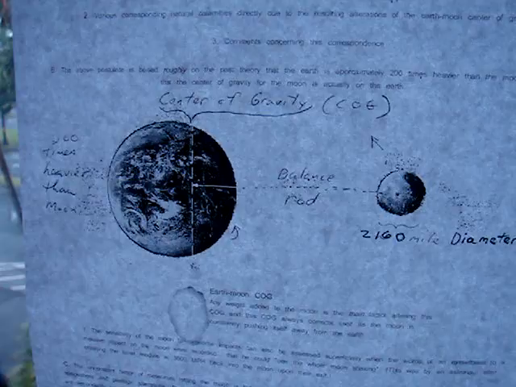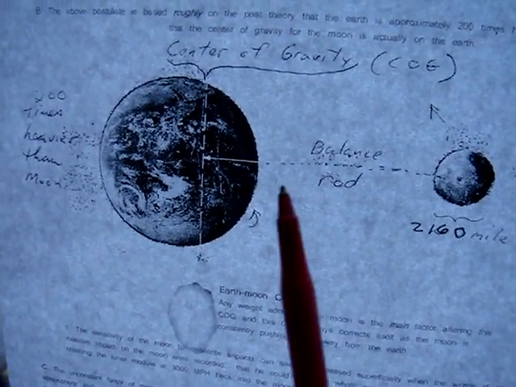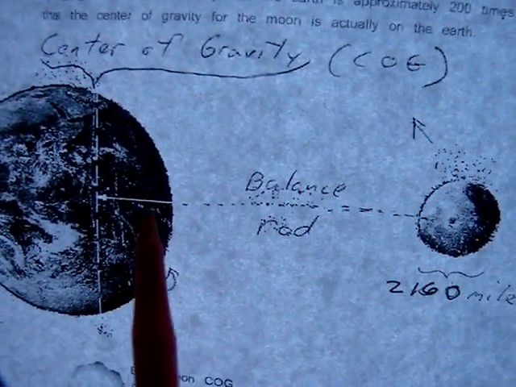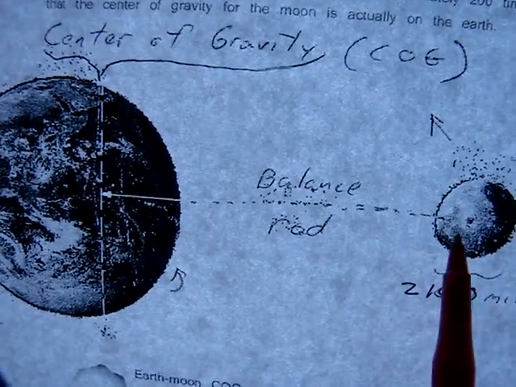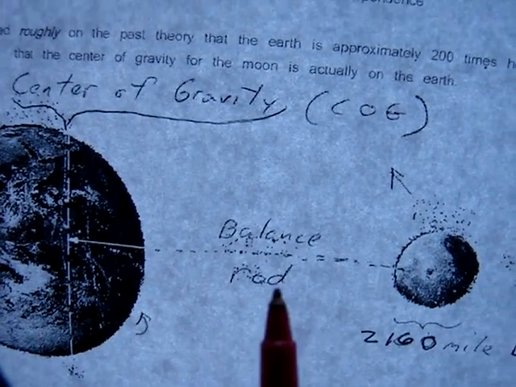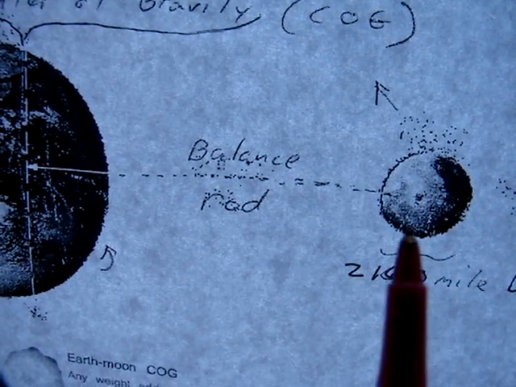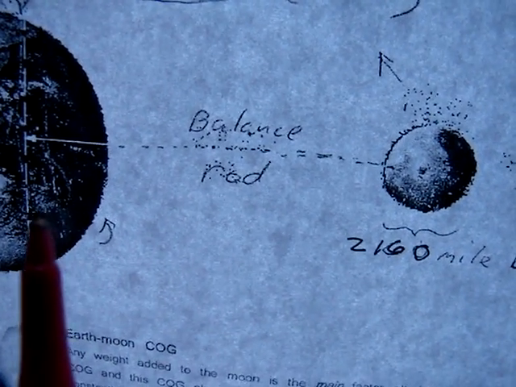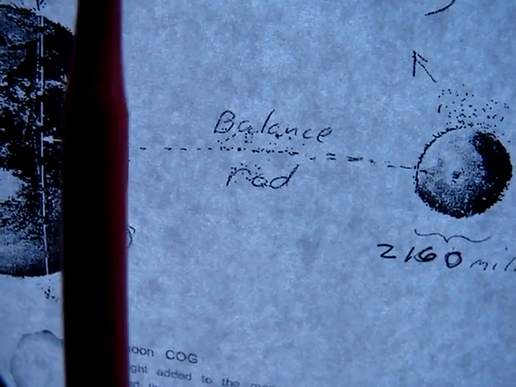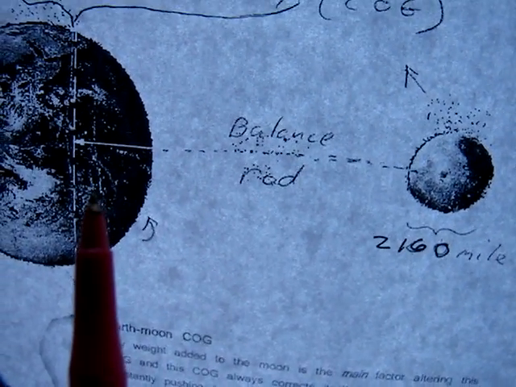This involves the Earth and Moon center of gravity. You have a big ball here and a small ball, and you put a balance rod between the two. The center of gravity for both of them is just below the surface of the Earth. So any weight that you add to this small ball increases this center of gravity. It moves it closer to the surface. And this center of gravity controls the weight of the atmosphere.